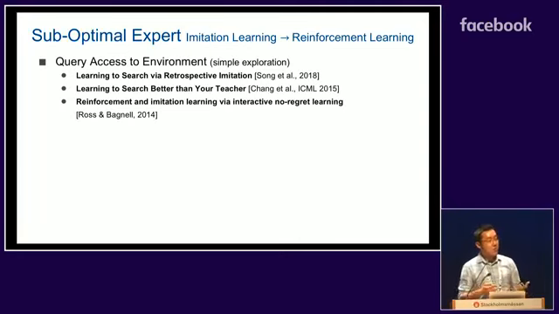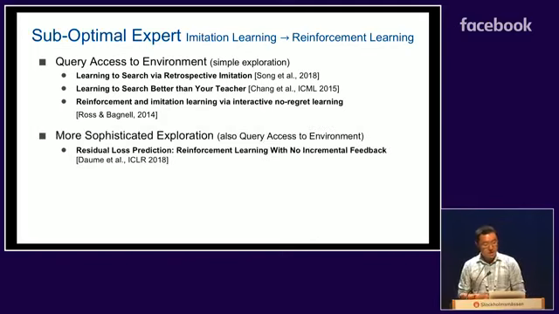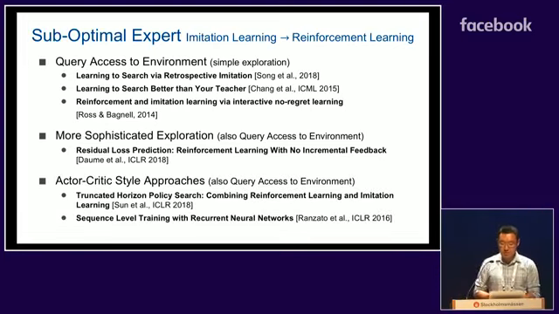So by having query access to the environment and blending a little bit of very simple exploration, such as epsilon greedy, with various imitation learning algorithms, we can learn to imitate. We could use imitation learning to learn a policy that actually is better than what the teacher can provide us. We could do more sophisticated exploration, which combines things like contextual bandits. And there are other approaches that take a more reinforcement learning-centric interpretation of this problem, such as taking an actor-critic style approach to this structure prediction problem.